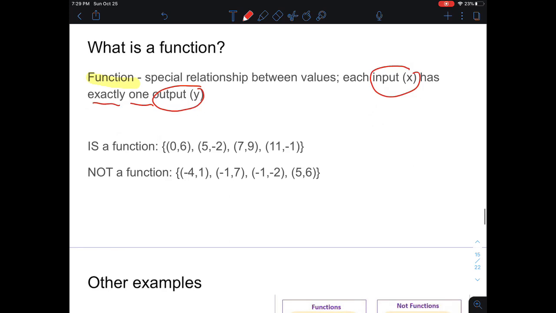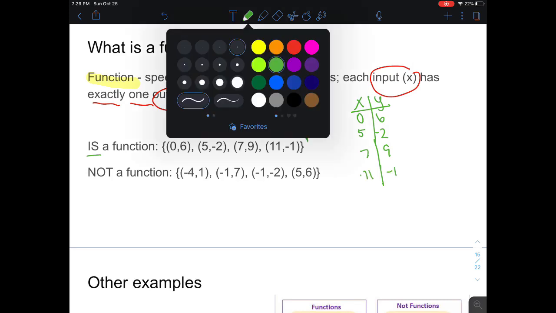Below we have what is a function. So we're going to make a table to see exactly what x and y values correspond. So we have 0, 6, 5, -2, 7, 9, 11, -1. Each x has exactly one y value.